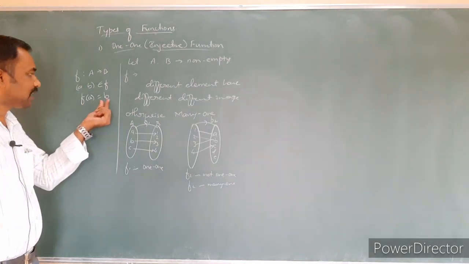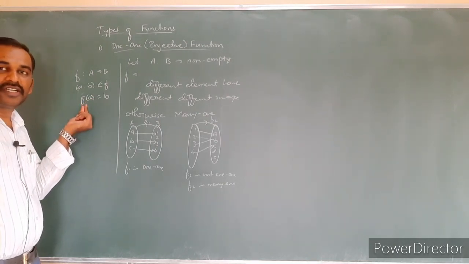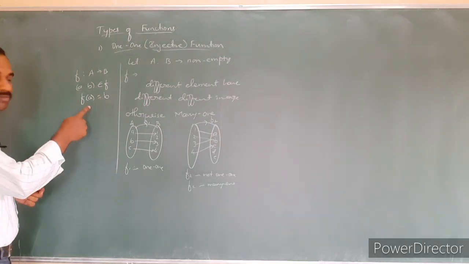f of A is equal to B. What is the meaning of this one? Image of A under the function f is B. This is exactly the meaning. Are you clear about this one?